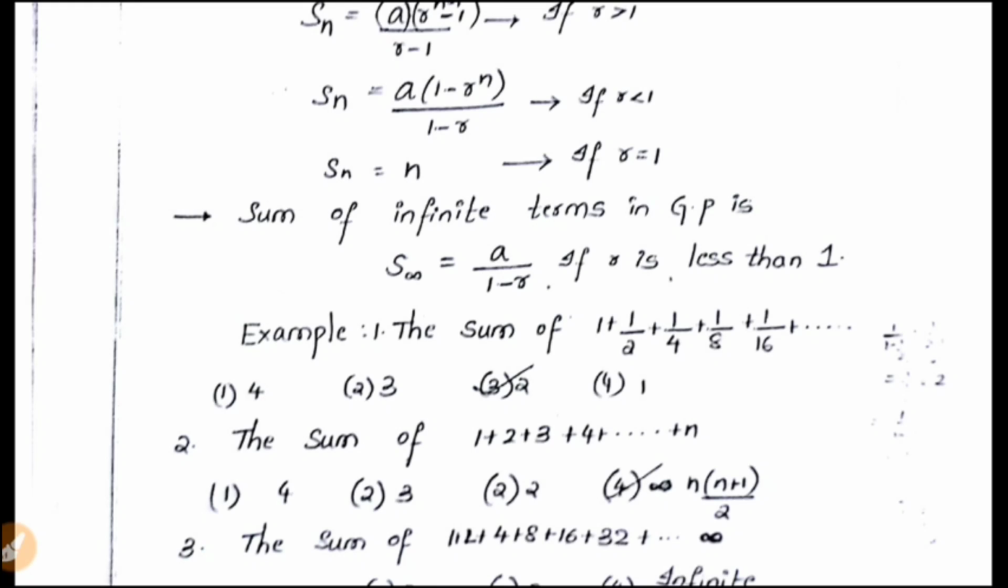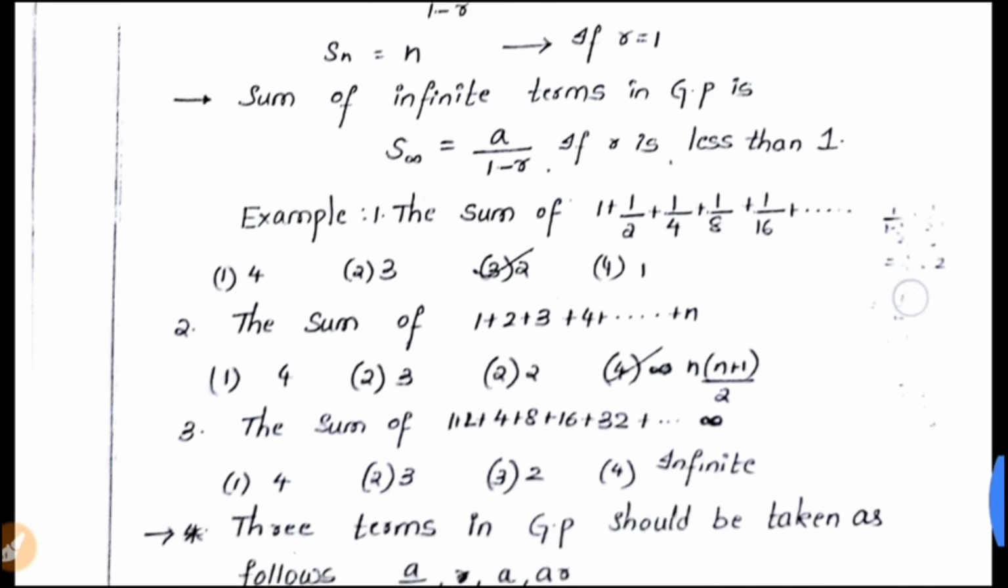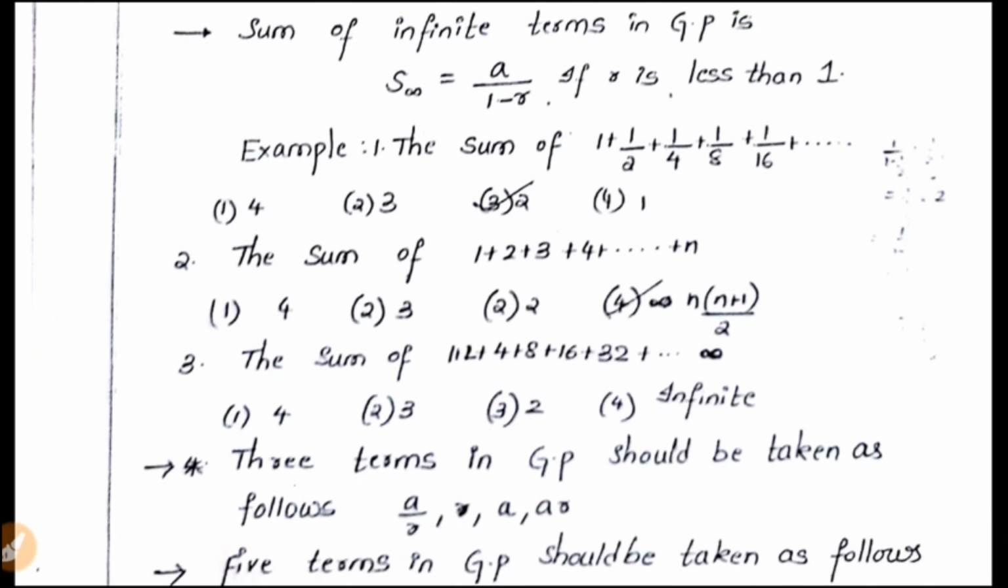So the answer is 2. Sum of 1 plus 2 plus 3 plus 4 plus and so on. So this is n into n plus 1 by 2. This is the formula, n into n plus 1 by 2. So if n is not there, that is infinite. Sum of 1 plus 2 plus 4 plus 8 plus 16 plus 32 plus and so on. So the answer is infinite, because only infinite terms are there. If you add all this, you will get infinite only.